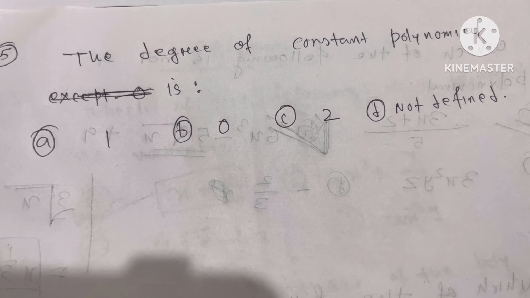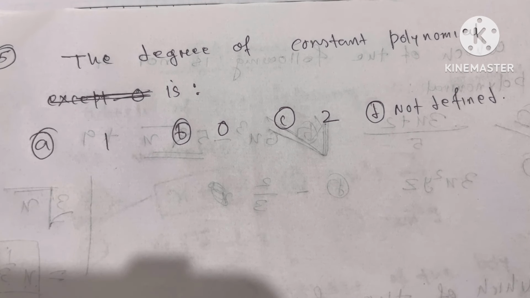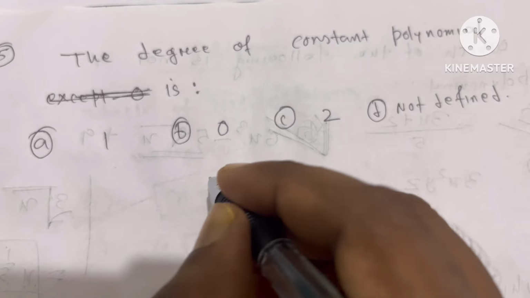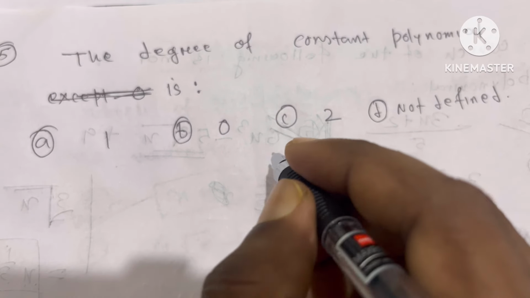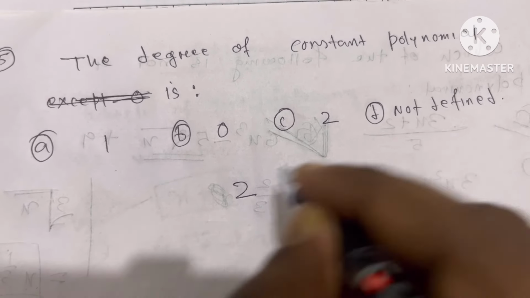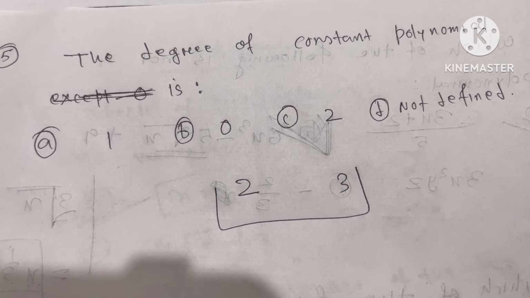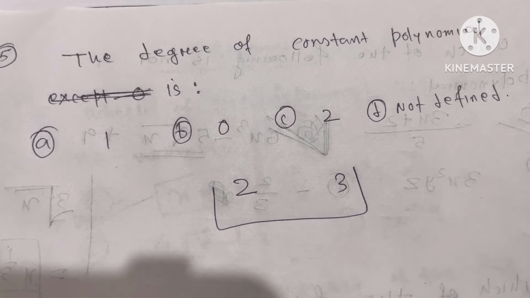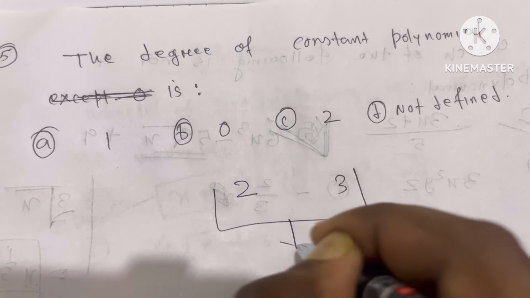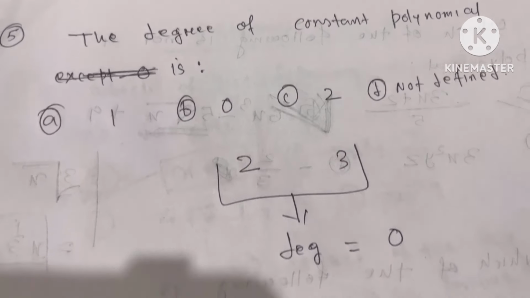So question number 5. The degree of constant polynomial is 1, 0, 2, or none of these. So it is obvious: the degree of constant polynomial is the degree of 2, degree of 3, degree of any number other than 0. The degree of any number is always equal to what? 0.